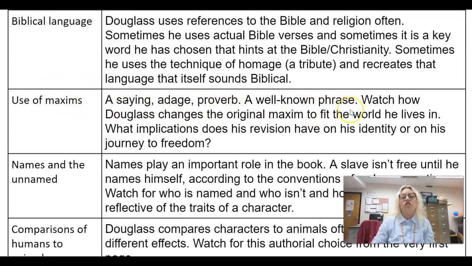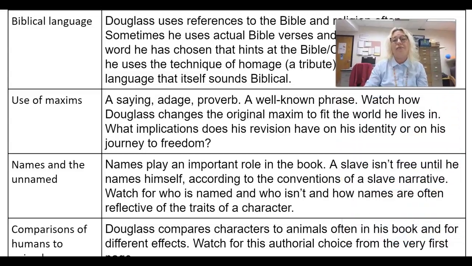So watch how Douglas changes the original maxim. He does this a lot where he'll say, "It's said that," or "some people say that." But then he'll offer his twist on it and say, "But really," or "but to the slave, it's this way." And he'll change it. So what implications does his revision have on his identity, or on the journey to freedom, or on the collective over the individual, and some of the themes we're looking at?